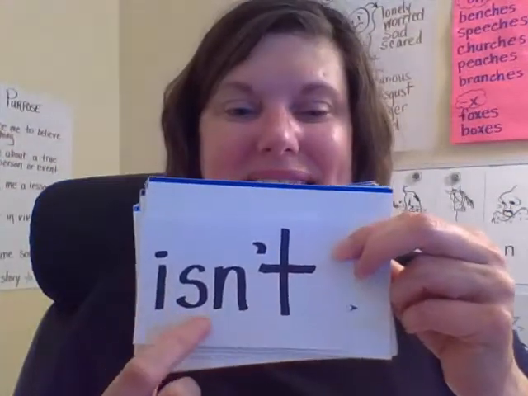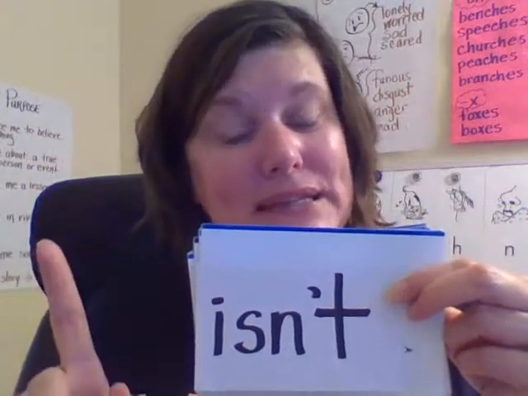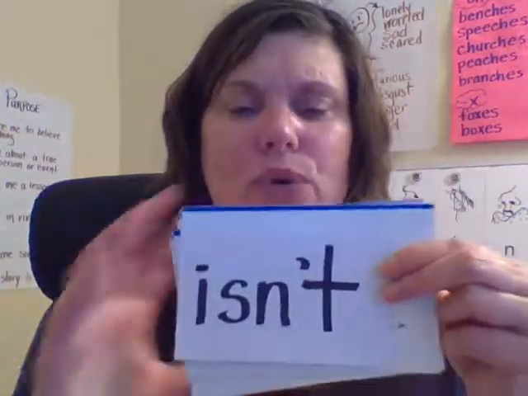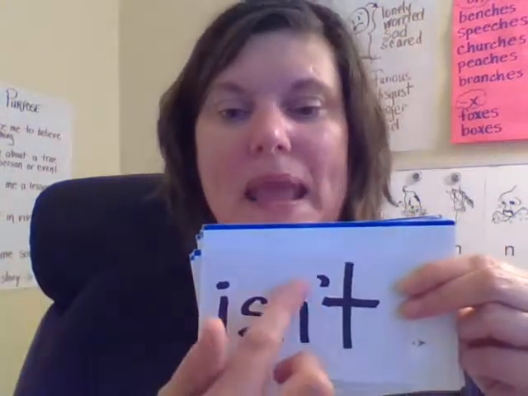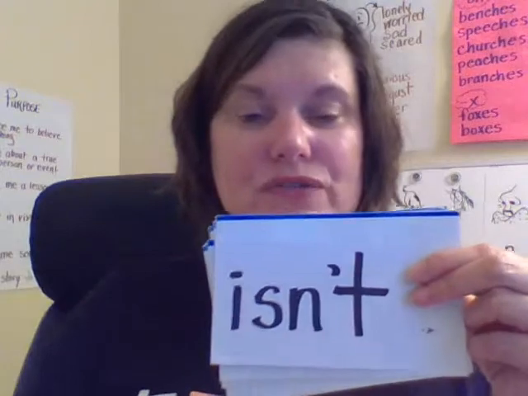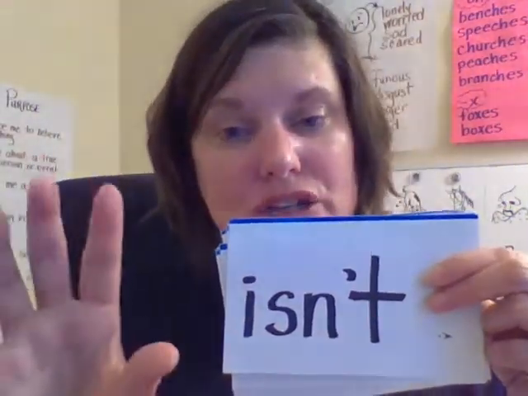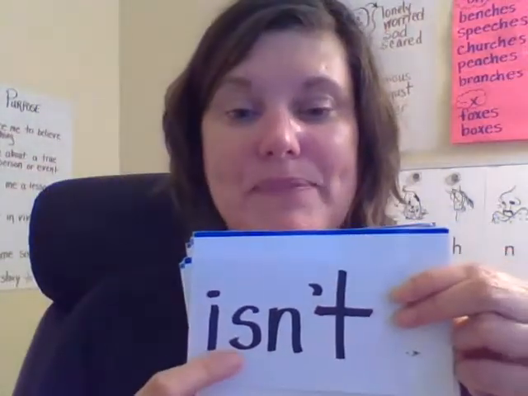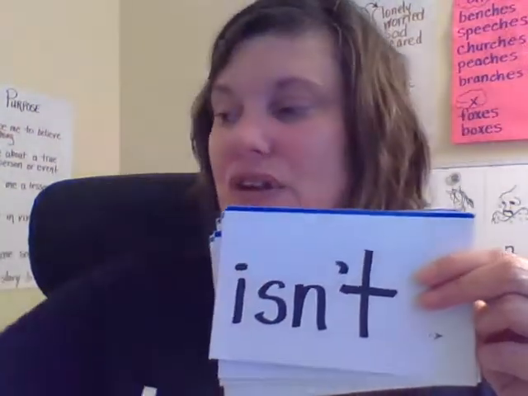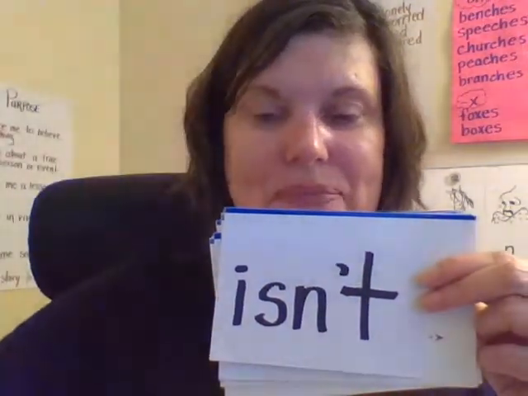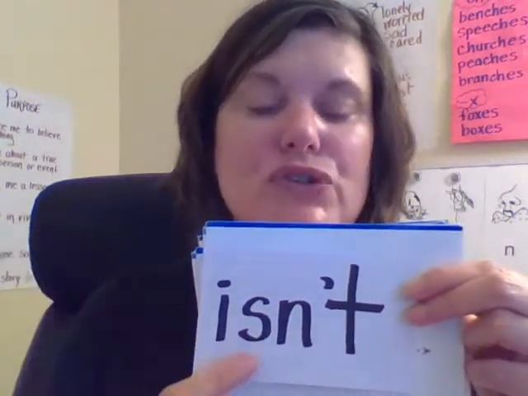Isn't, I-S-N apostrophe T. So if you remember yesterday or the day before, we talked about when you have apostrophe S, that's talking about ownership. The other time you have apostrophes in words is when you're working with contractions. Remember, contractions are a shorter way of saying something. So isn't is a shorter way of saying is not. So it is a contraction. And the apostrophe is showing us that some letters are missing when we combine those two words.